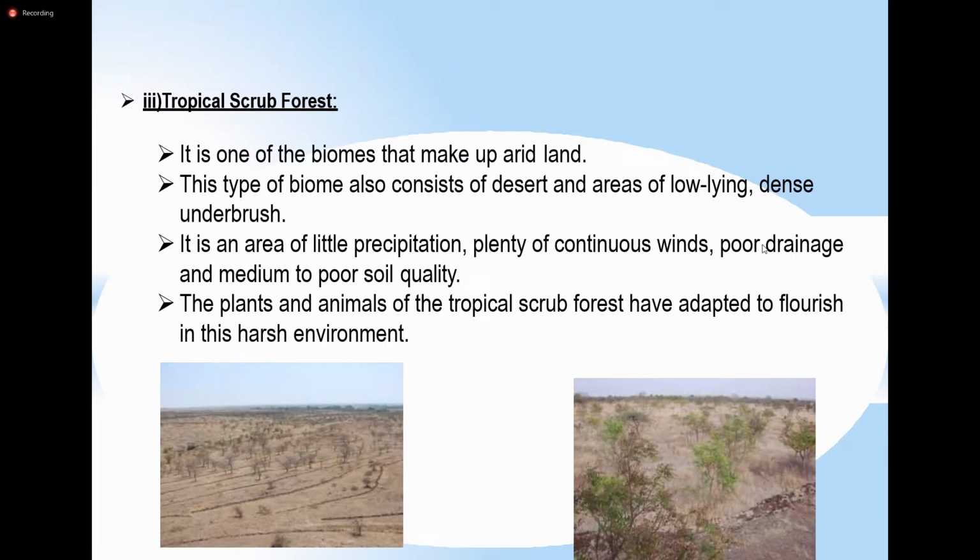It's not completely sand. So these trees are coming under the tropical scrub forest, which also consists of desert and areas of low-lying dense underbrush. It's an area of little precipitation because of scanty rainfall, plenty of continuous winds to drive away the clouds, poor drainage, and medium to poor soil quality. The plants and animals of the tropical scrub forest have adapted to flourish in the harsh environment.